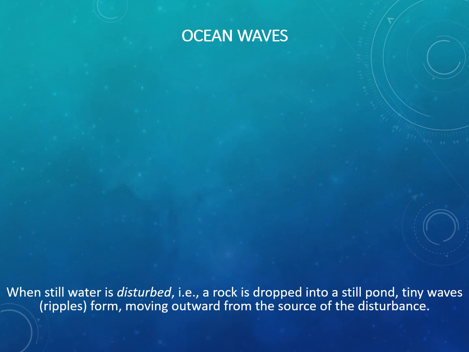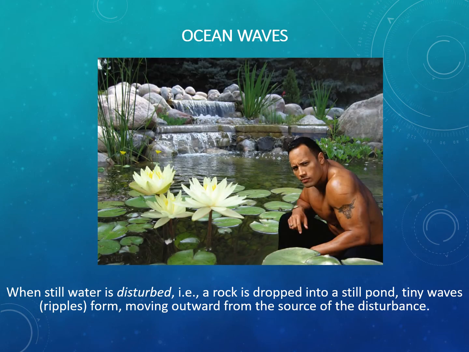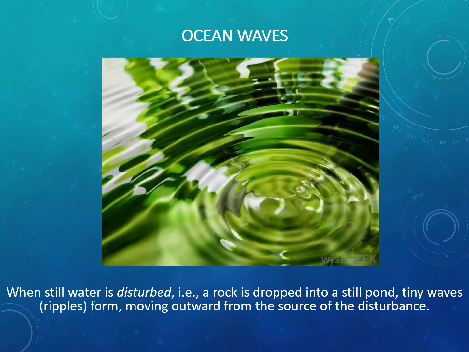When still water is disturbed, such as when a rock is dropped into a still pond, oh, I don't mean something like this. I mean something like this image here, right? So if you take a rock and you drop it into a still pond, tiny waves or concentric rings will form, and they'll move outward from that source of disturbance.